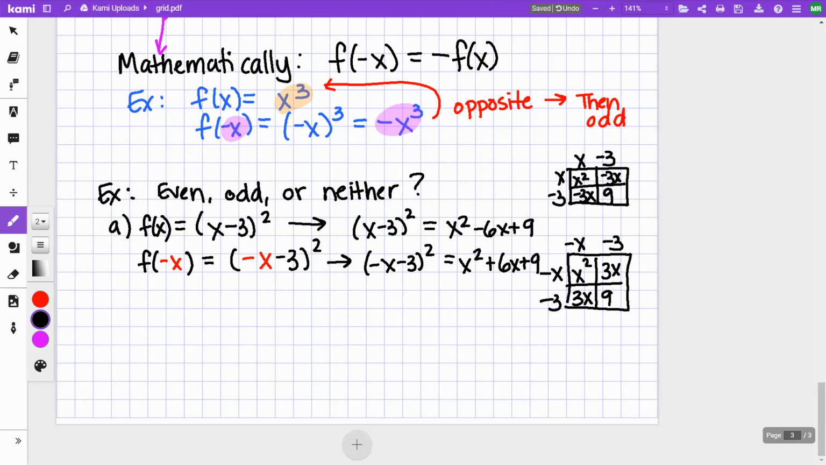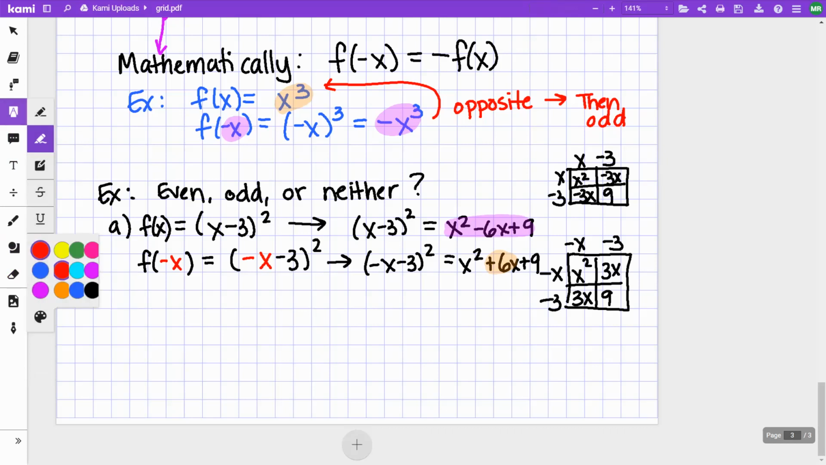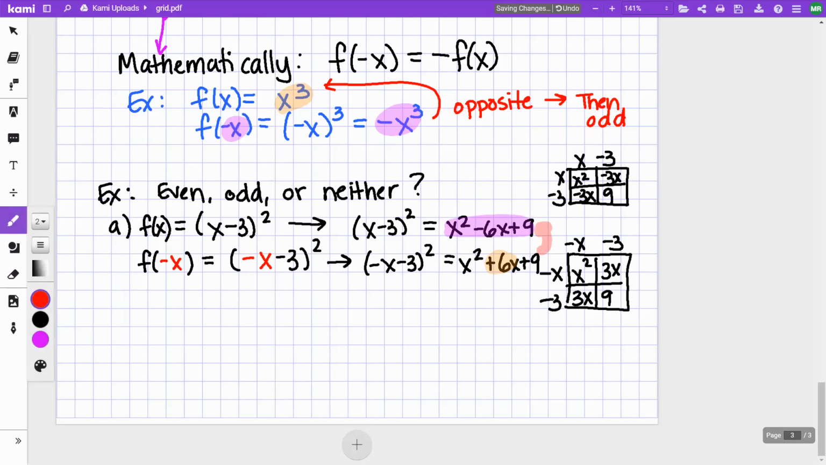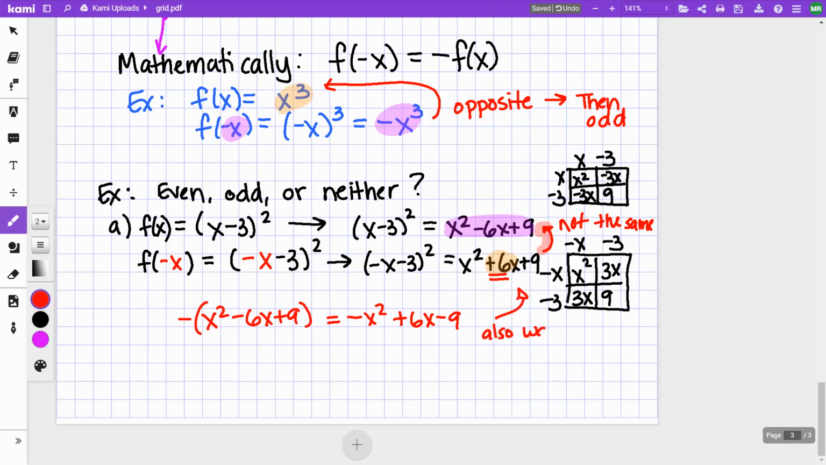So I did not end up getting the same thing. Here, this is what I got with the first one. Notice the difference is this is a plus 6x. So it's definitely not going to be even. Is it odd? If it was odd, I should have ended up with the opposite. Not the same, because of that plus here. Also, it's not opposite, because the opposite of this would have been negative x squared plus 6x minus 9. So it also wasn't opposite.